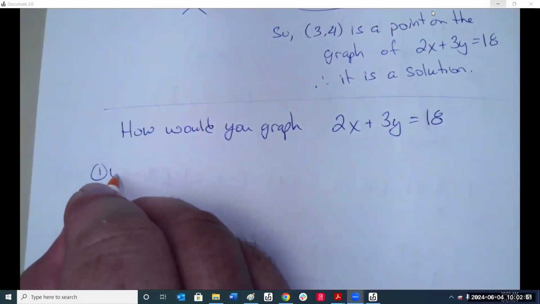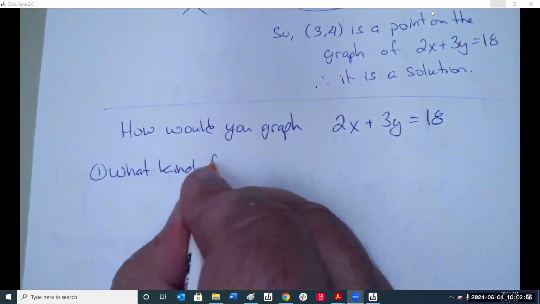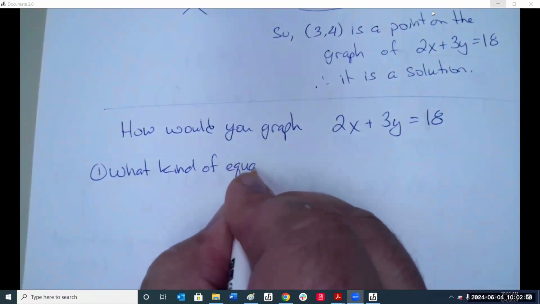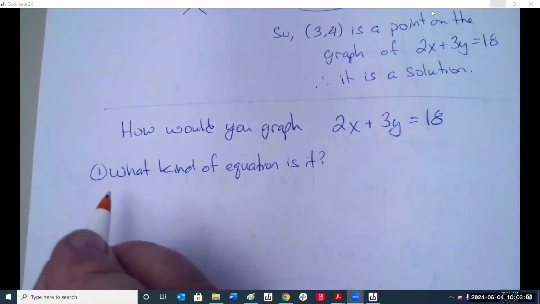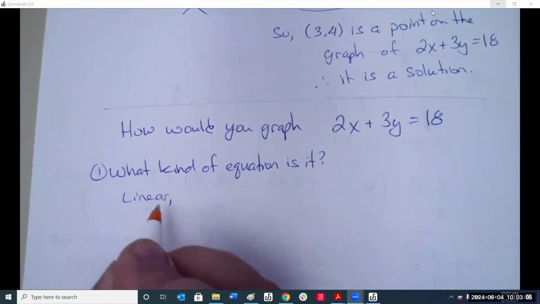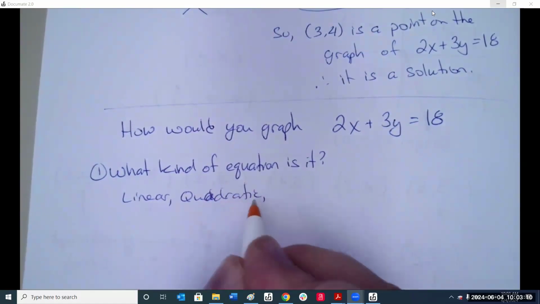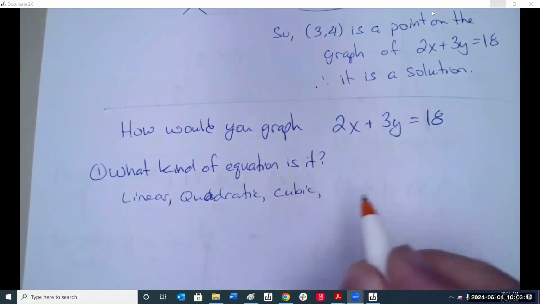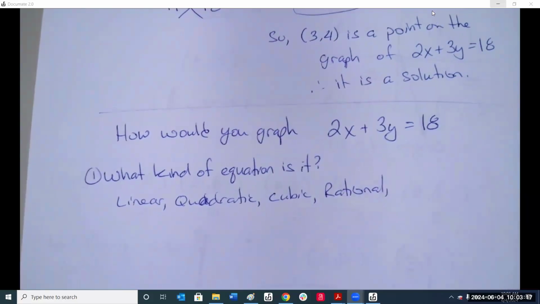First question. In other words, is it linear? Is it quadratic? Is it cubic? Is it rational? And so on and so forth. You can tell a lot about an equation just by looking at it.